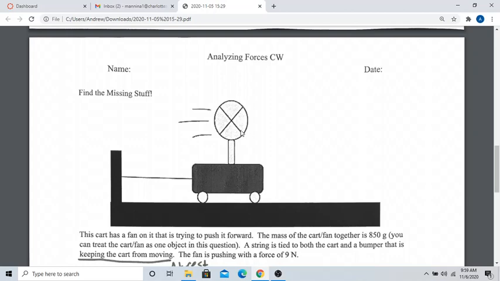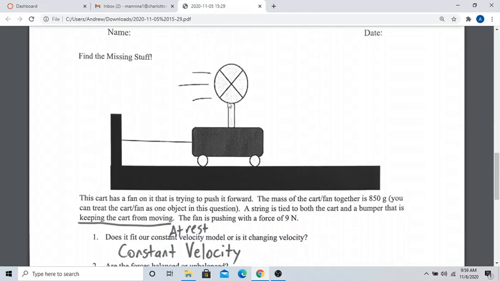Fantastic. So I hope you had a chance to work through these particular questions. This is our first real step into thinking about the forces acting on an object and using our idea of balancing conditions and the clues in the problem to figure out what's happening. Now, the most important piece here is that it says this cart is not moving. Even though it's trying to, it's not actually moving.